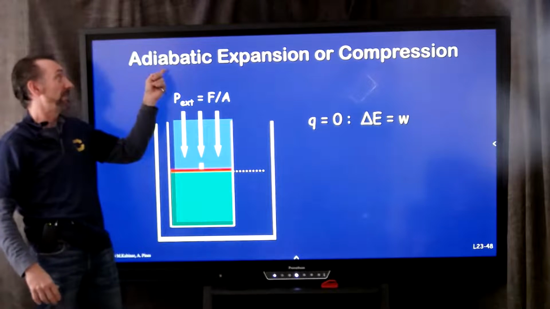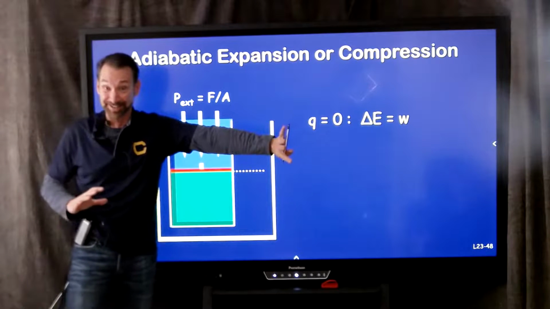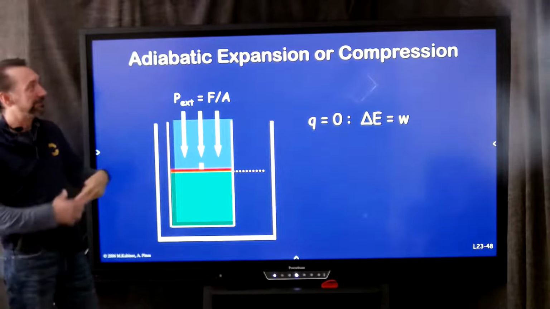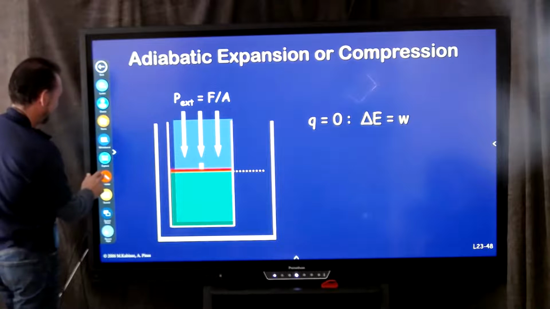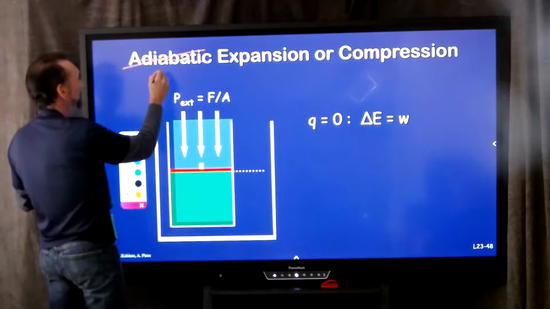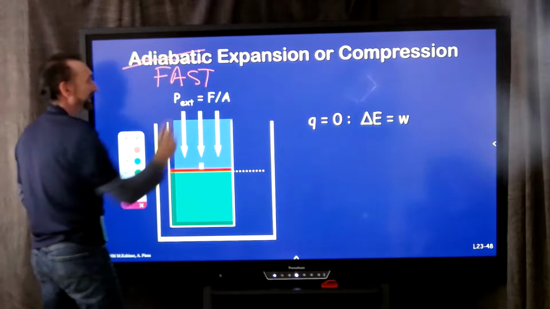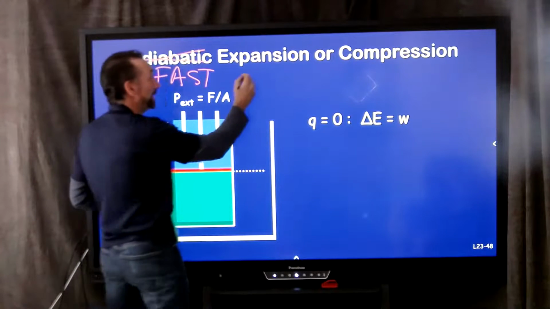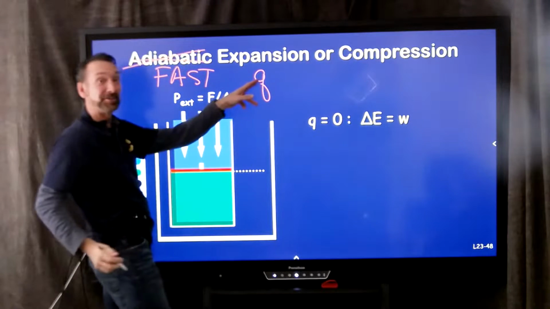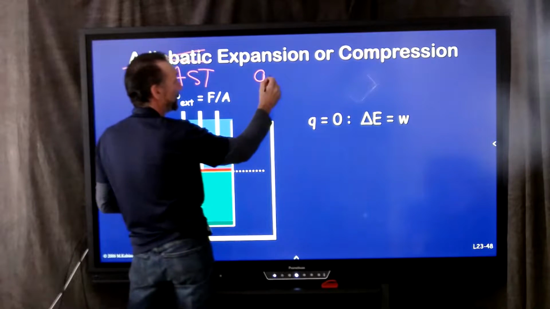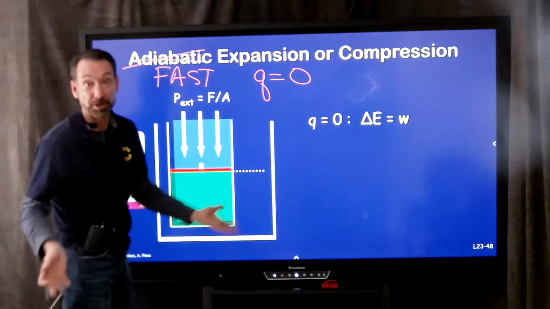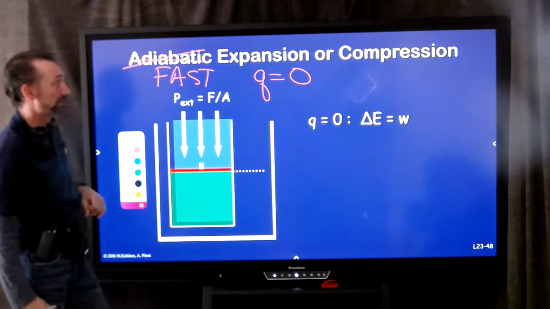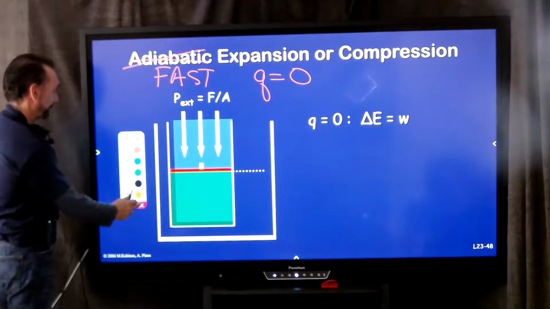So the reason we talk about it is a lot of processes are fast. So it's a common process. We give it this horrible name, adiabatic, but just cross that out and say fast expansion or contraction. Under fast expansion or contraction, there's just not enough time for Q to flow. So Q is 0, but you can do work. So work can be positive or negative. And it's equal to the energy change of the system because that heat is 0.